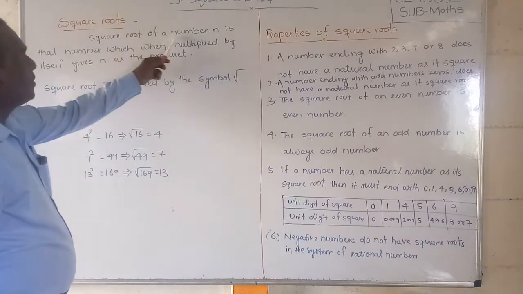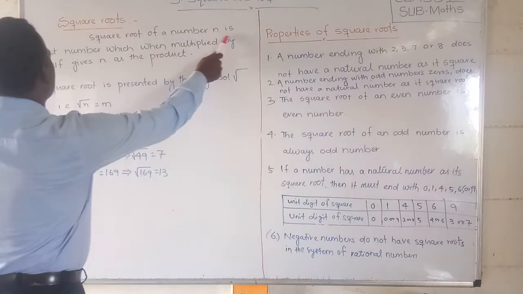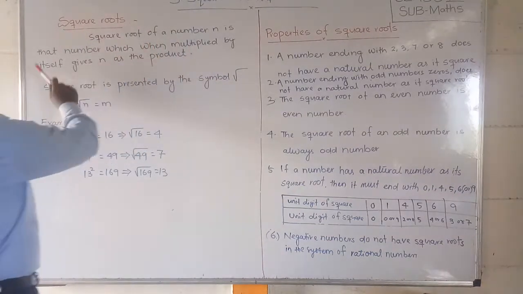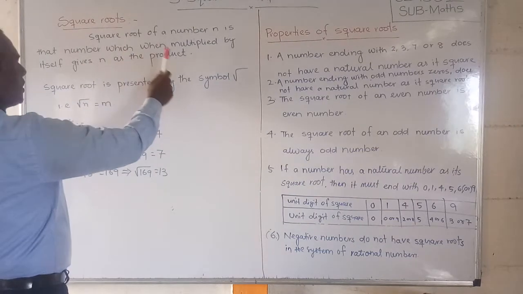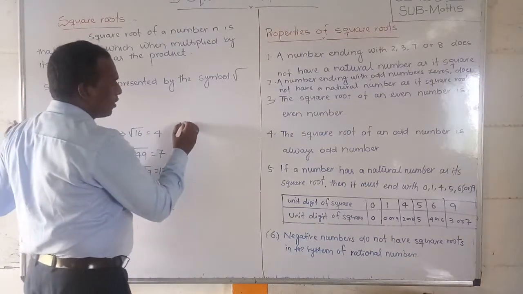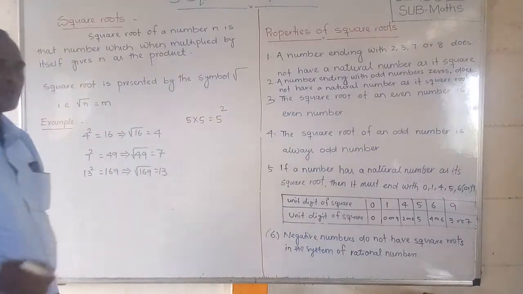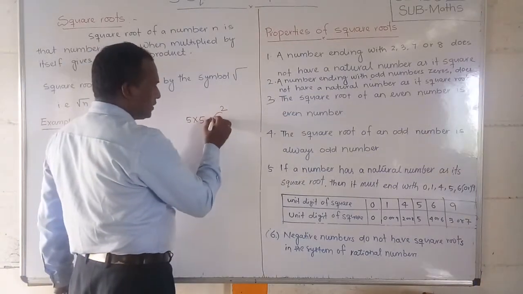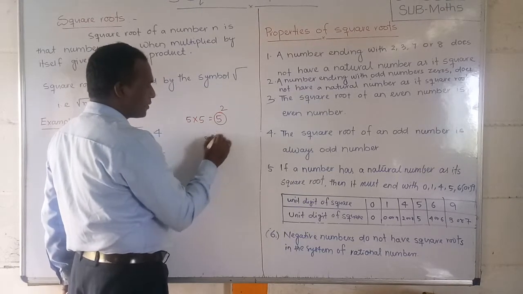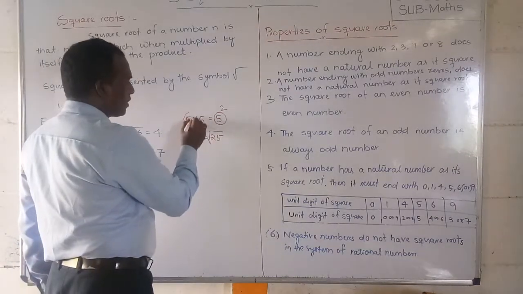The square root of a number n is that number which, when multiplied by itself, gives n as the product. Students, observe here. Suppose I am multiplying 5 into 5. What will you get? 5 square. Yes or no? That means 5 square is equal to how much, students? 25. Yes. So whenever we are finding the root, this is called a square root.